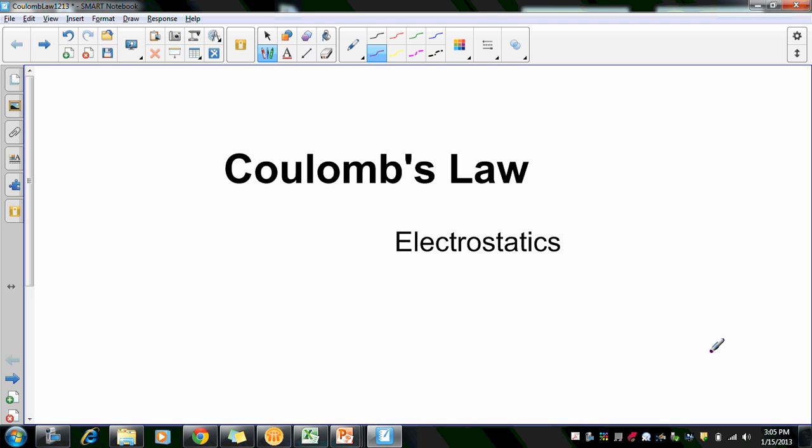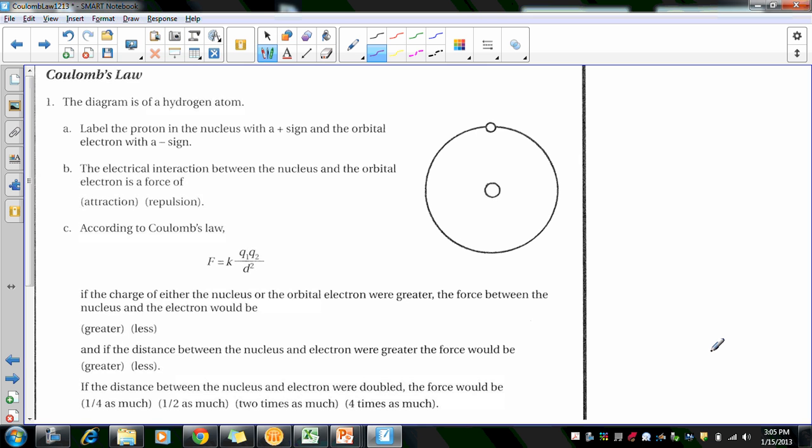So in this video, we're going to look at Coulomb's law. And Coulomb's law looks at the force that is found between two charges, whether it's attractive or repulsive. So first, let's talk about the concept behind Coulomb's law.